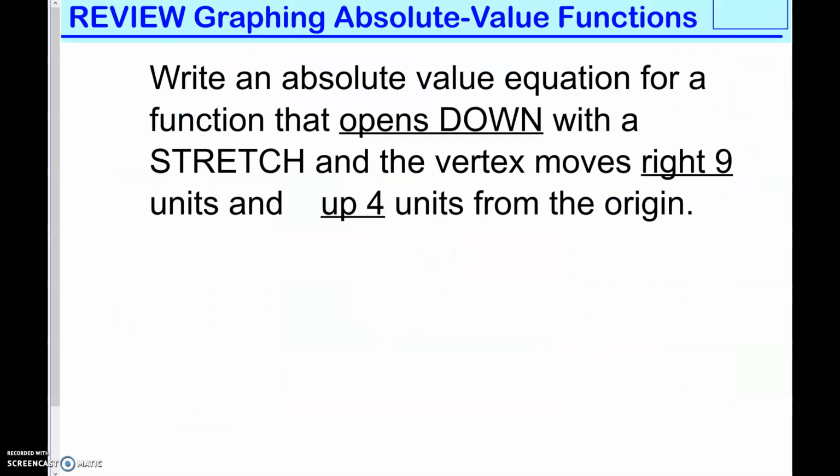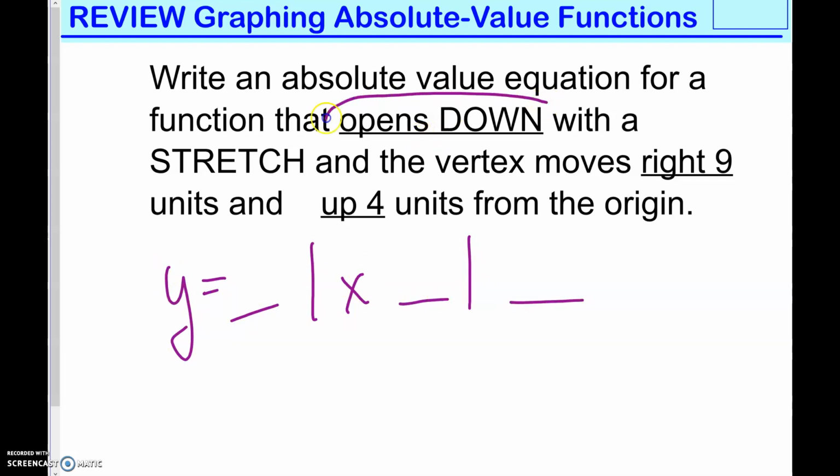All right, the last things on your test are going to be writing equations when they give you this verbiage. So write an absolute value equation. And we're going to fill in these blanks here. So if it's opening down, that means I need to have a negative number right here. And if it's a stretch, that means I need any kind of number like a 2, a 3, a 4, a 5, and they'll give you options on your homework or on the test, so that'll be fine.